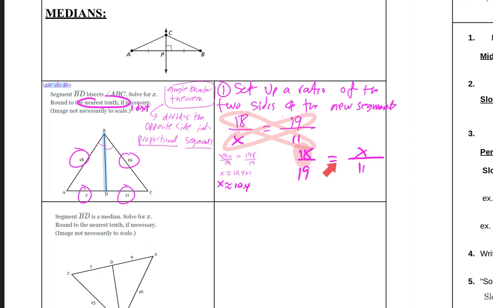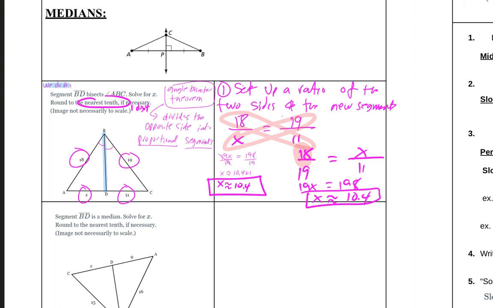Now, it looks different, right? But if we solve it, it goes the same way. I would have 19 times x, which would give me 19x, and then I would have 11 times that 18, which would give me that same 198. So that would still give me that x is approximately 10.4. So either way that we do it, we're going to get that same answer. That's all we do. Whenever we have an angle bisector, it tells us we're going to use the angle bisector theorem. That means we're going to set up a ratio between those sides.